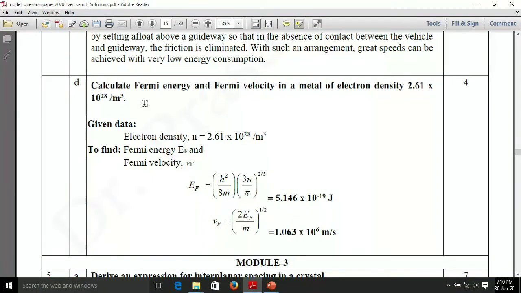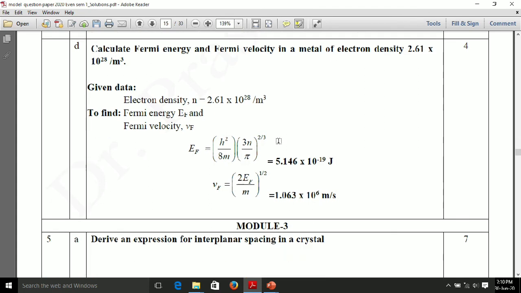Problem related to Fermi energy and Fermi velocity in a metal of electron density 2.61 into 10 power 28 per meter cube. Of course, this problem is also discussed in the class. Very simple one. You need to write the expression for Fermi energy in terms of the electron concentration n and substitute the given value of n here. Other values are constants. h is Planck's constant, 6.625 into 10 power minus 34 joule second. m is 9.1 into 10 power minus 31 kg.